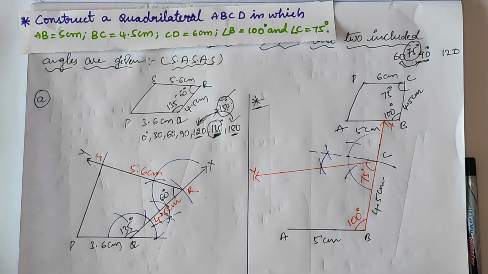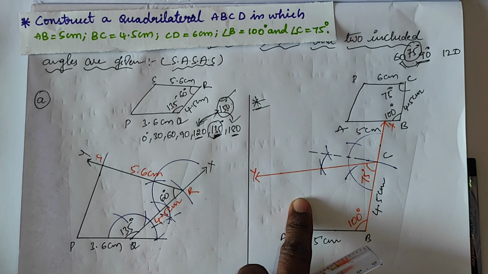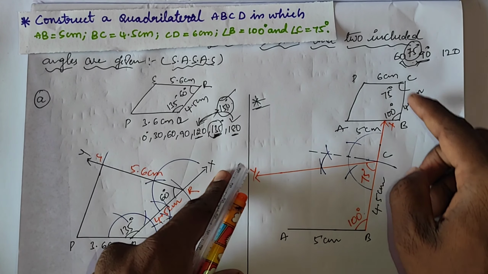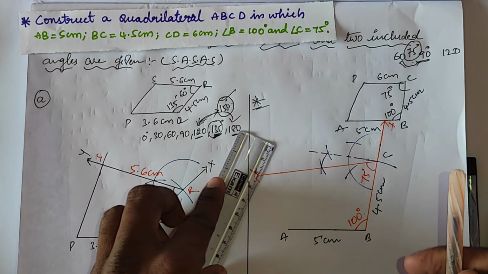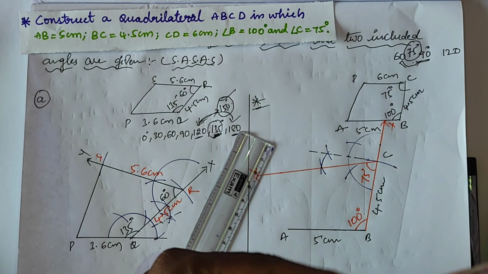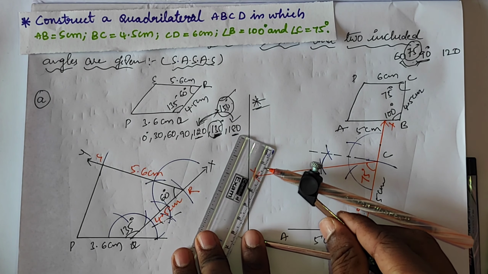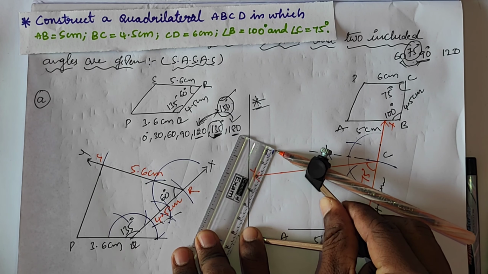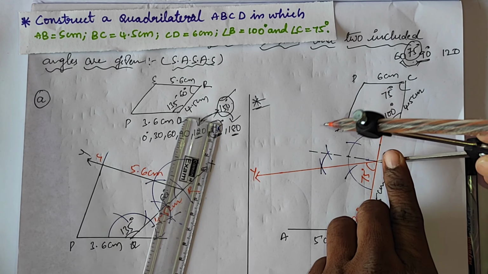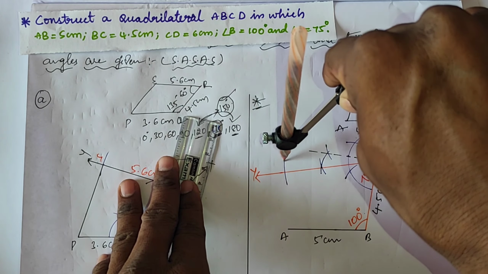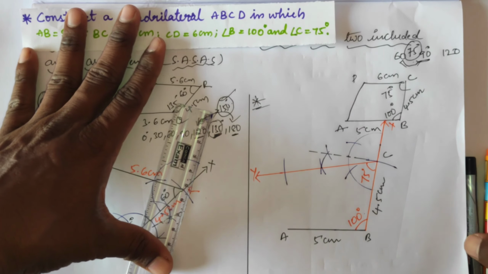We had to measure the distance, what? C to P. CP, what is the measure? 6 centimeters. Measuring 6 centimeters radius, with the help of center C, I am cutting the ray CY. We got the intersecting point.